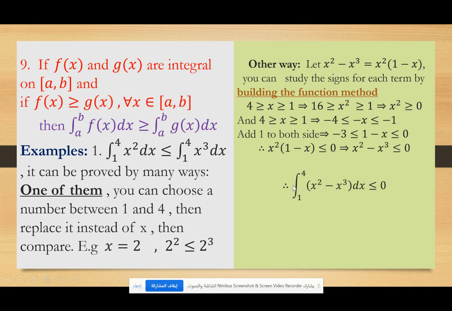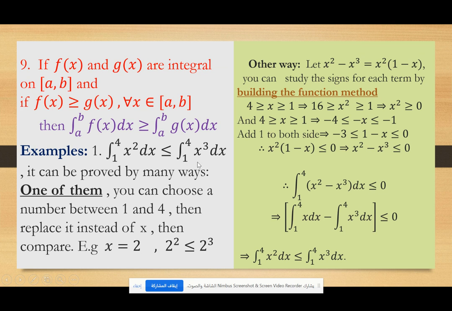Now, according to theorems, you can let this integration apply to the first and to the second, and that will be exactly like that. Integration from 1 to 4 for the first one, x squared dx, minus integration from 1 to 4 for x cubed dx, is smaller than or equal to 0. That will allow this negative to be moved to the other side. Integration from 1 to 4 for x squared dx will be smaller than or equal to integration from 1 to 4 for x cubed dx. And that will be the proof for our example.